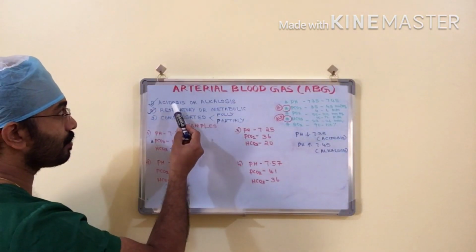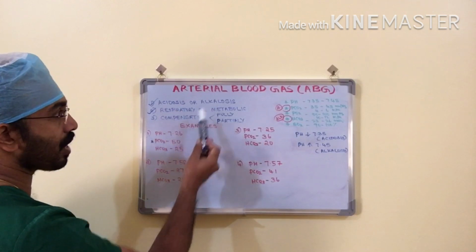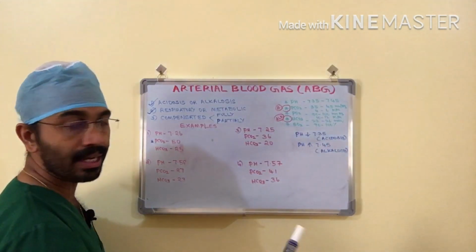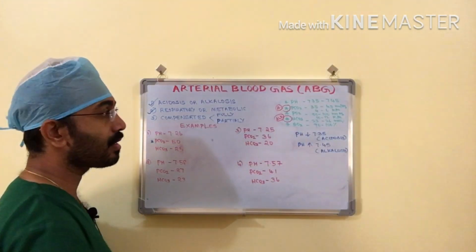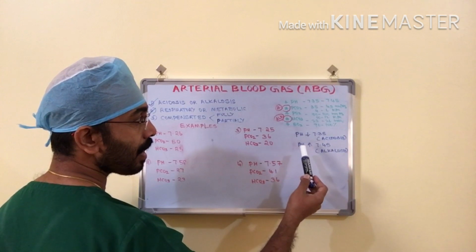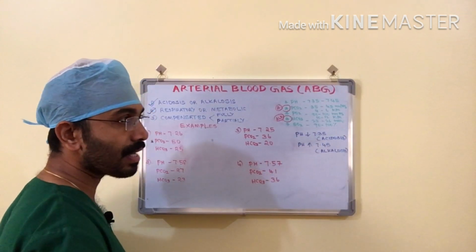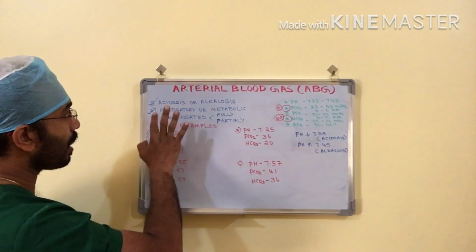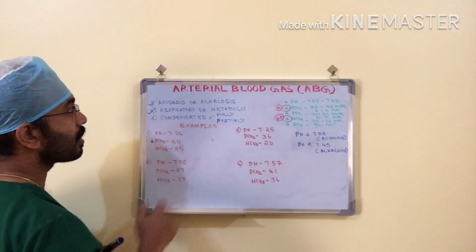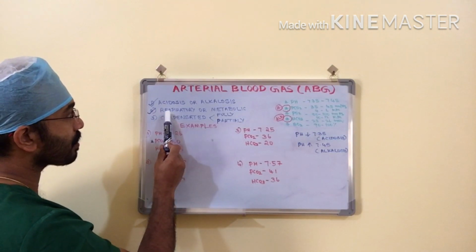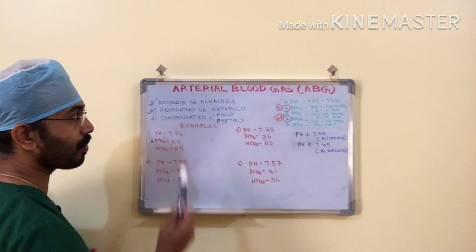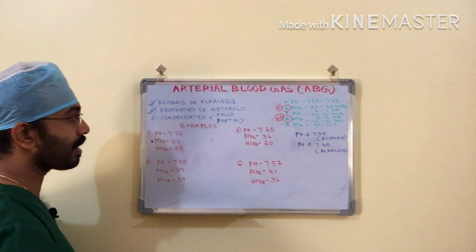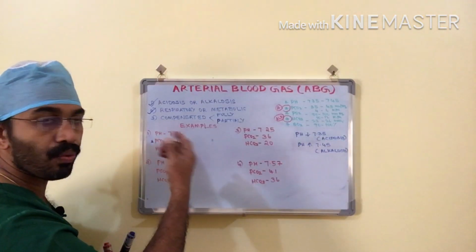I need to check the pH, whether it is acidosis or alkalosis. If the pH is less than 7.35, it is acidosis, and the pH, if it is above 7.45, it is alkalosis. So the first step is finished, and the next step, I need to check whether it is respiratory or metabolic. So these are some examples of arterial blood gases. We'll go through one by one.